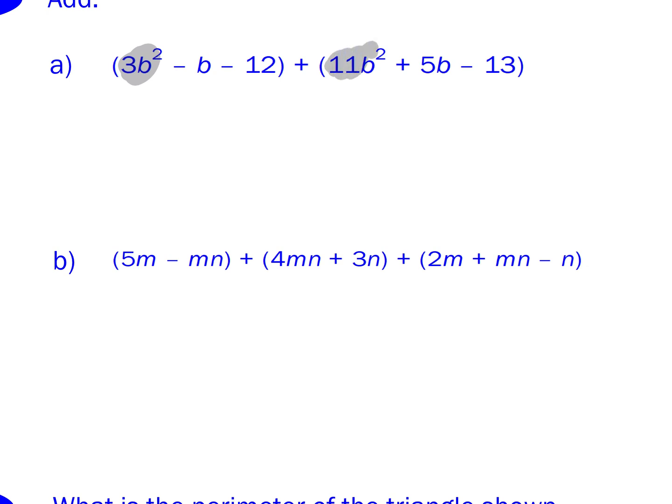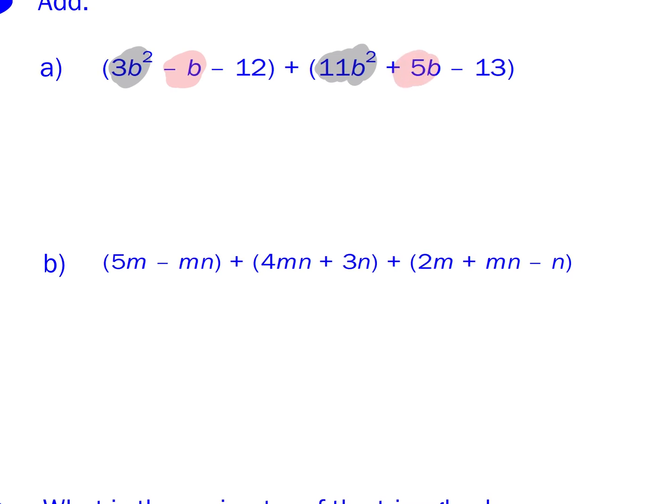Great. Then we have negative b. Where's the like term with negative b? 5b. Last but not least, we have negative 12. Where is a like term for negative 12? Negative 13. Excellent.